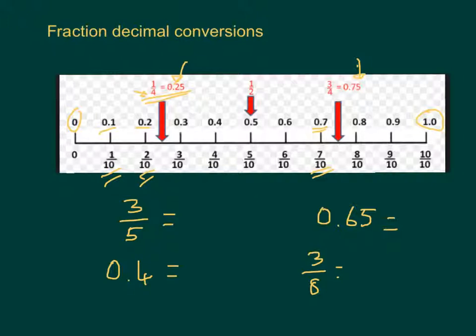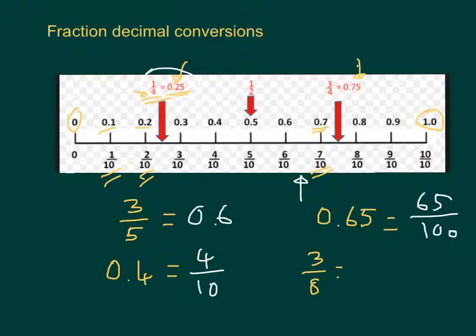So fifths split the gap between 0 and 1 up into 5 pieces. Each piece is 0.2. So 3 fifths must be 0.6. 0.65 we can see is between 6 tenths and 7 tenths, so I actually have to break that further down into hundredths. 65 hundredths. 0.4, as we can see, is 4 tenths. And we can note that it's not the same as a quarter, because that's 0.25. That's a common misconception.